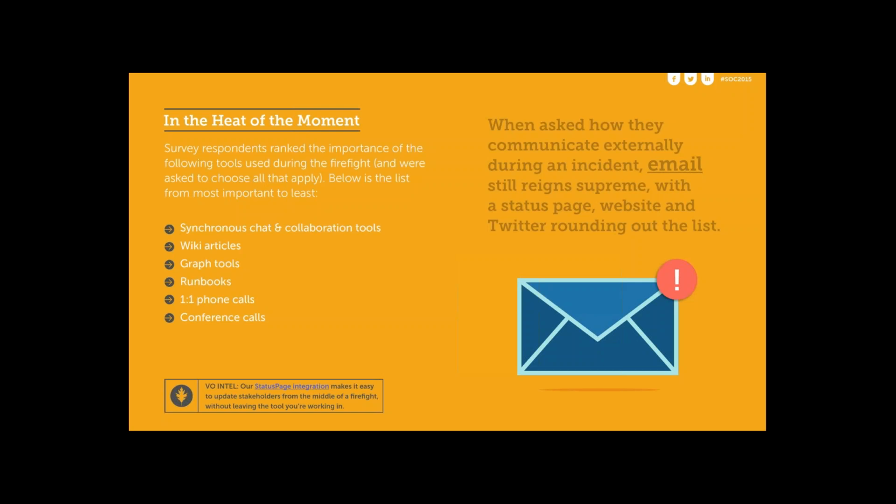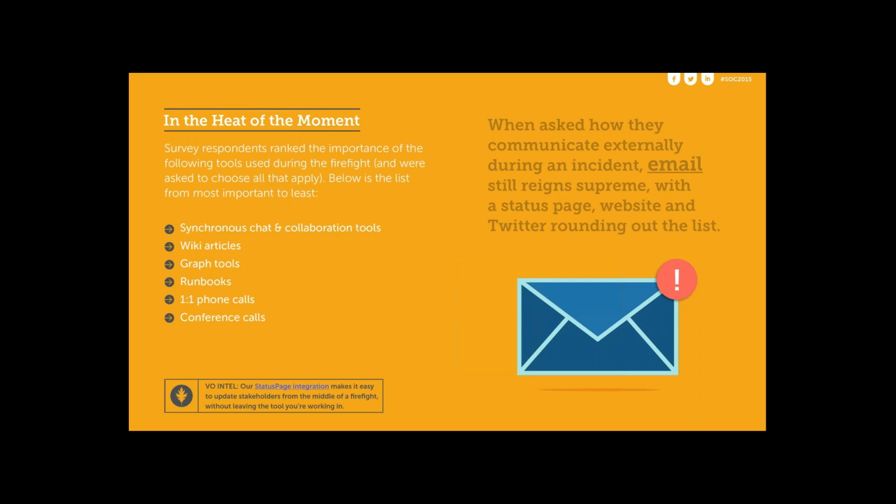Moving on to our next slide. We asked folks what were the most important tools they were using to solve the problem. So in the heat of the firefight, what is it that helps you to solve the problem? The number one answer was synchronous chat and collaboration tools. So anything that can help get people on the same page and talking about the same thing faster is going to help solve the problem. Additionally, as you would expect to see there, wiki articles, runbooks, graph tools, and then additionally phone calls. So sometimes you need to hop on a conference call to assist in the firefight.